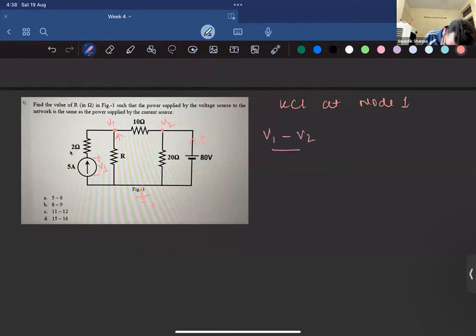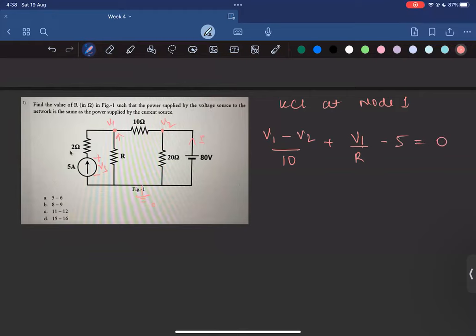V1 minus V2 by 10 plus V1 by R, and this current is coming into that node minus 5 is equal to 0. So there will be V2 minus 0 by 20. No, I am applying it at node 1. I am applying first at node 1. Is this correct, Renesha? Yes, sir, it's absolutely correct. Okay.